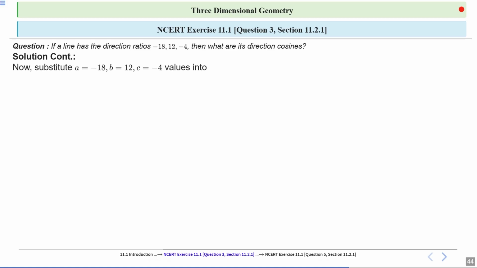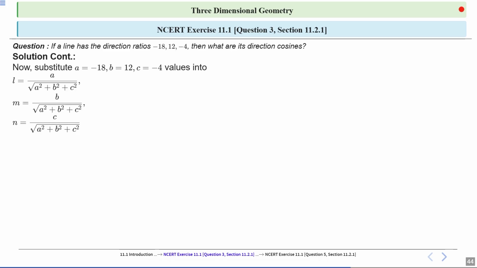First, let's substitute the given values into our formula. Here the direction ratios are A equals minus 18, B equals 12 and C equals minus 4. So we will use these values in the formula of the direction cosines.